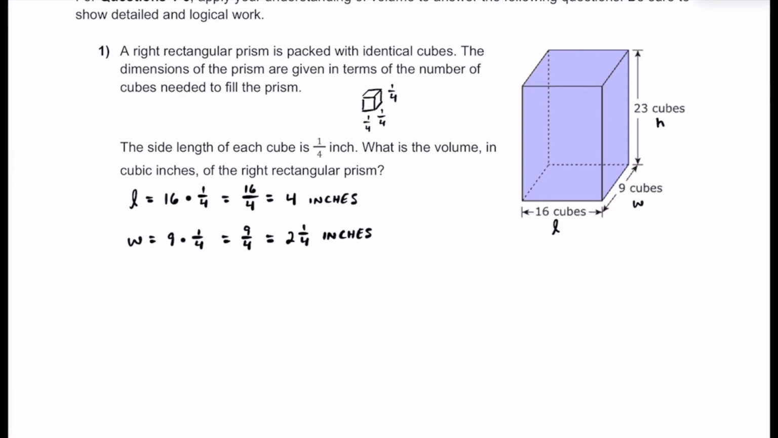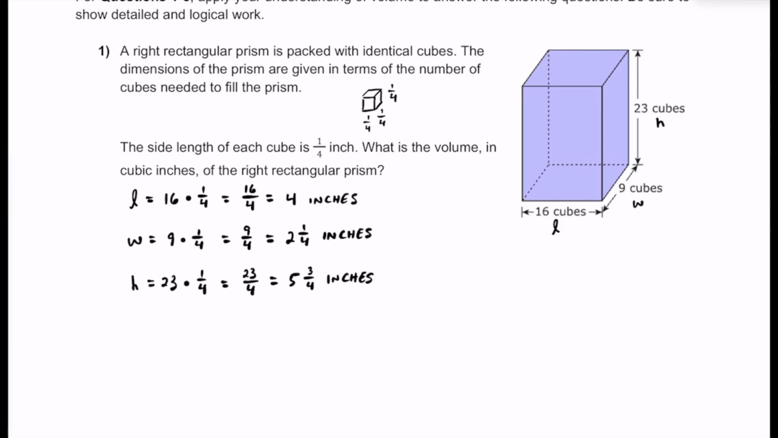And how tall is this thing? Well, it's going to be 23 of these cubes stacked on top of each other. So the height here, we're fitting 23 of these cubes. Each one of them is 1/4 each. So let's see, 23 times 1/4 is just going to be 23/4 or 23 quarters. As a mixed number, this goes in 5 times with 3 left over. So it's 5 3/4, and this is inches.